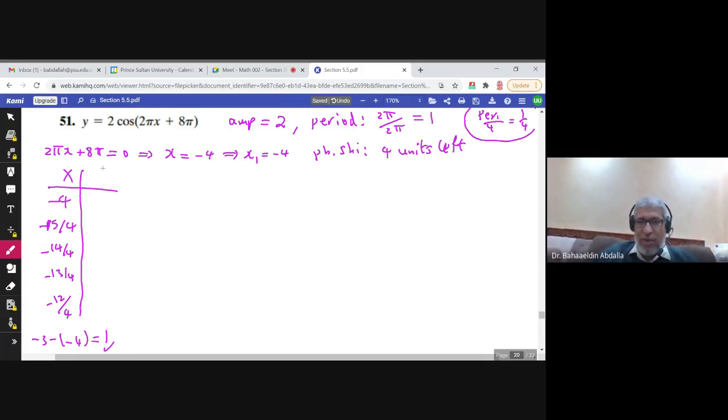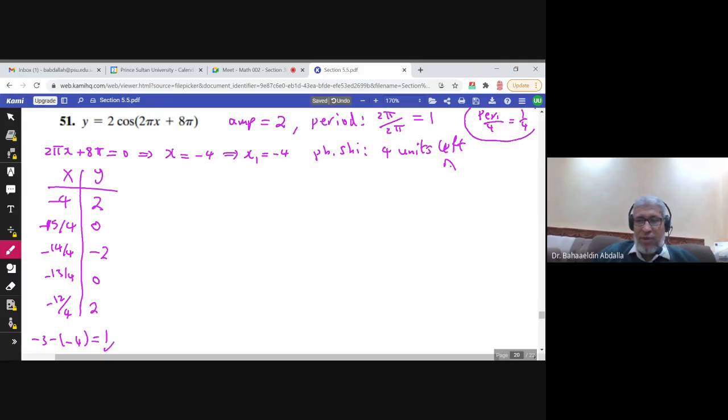So that's good. Now, what about y? What are the y values? Again, this is cosine, and it is positive. So we will have maximum here, 0 here, minimum here, 0 here, and maximum here. And now we can graph.